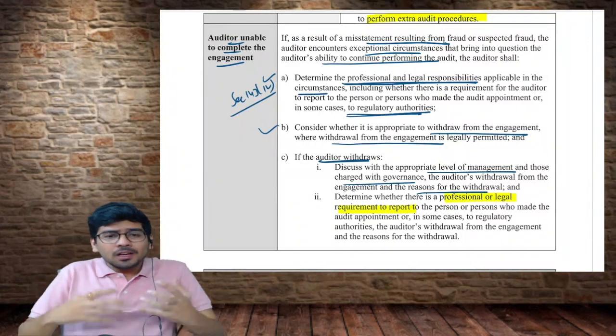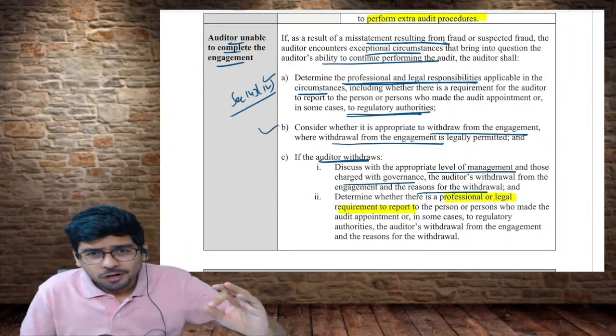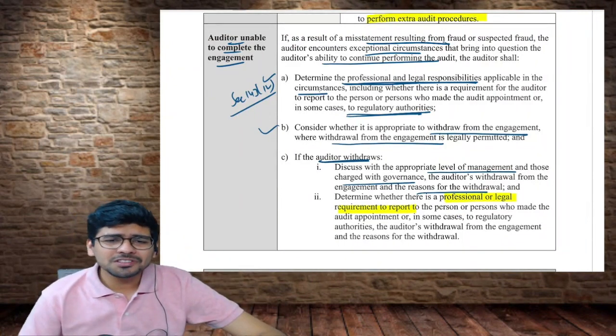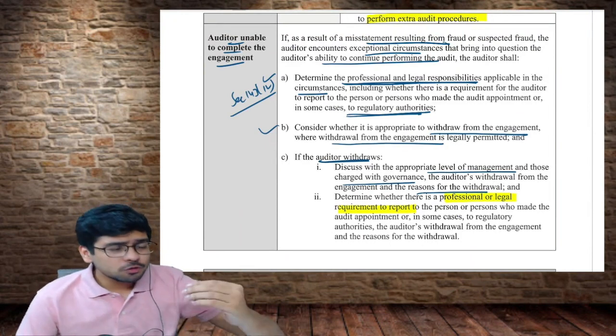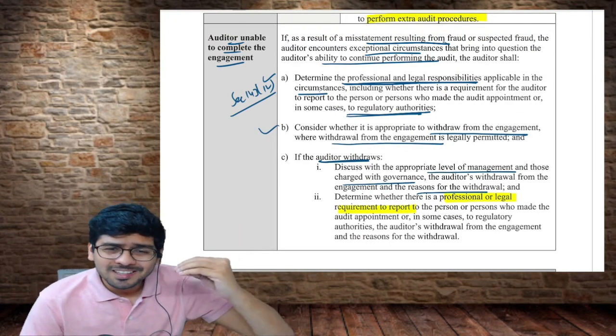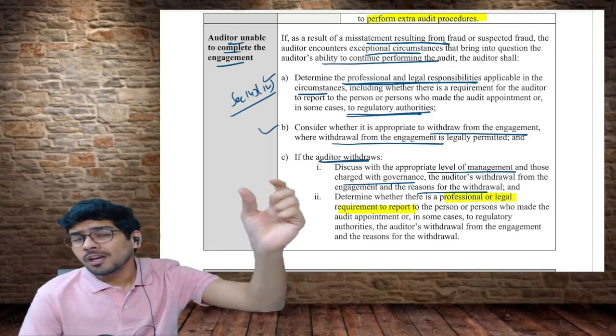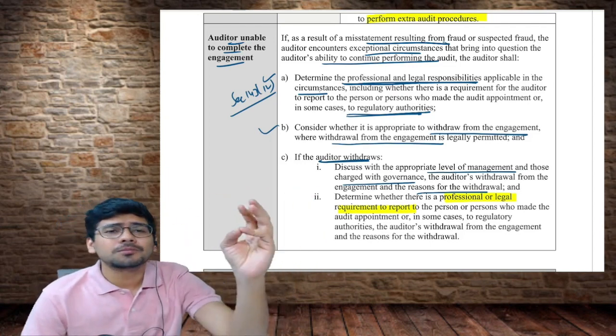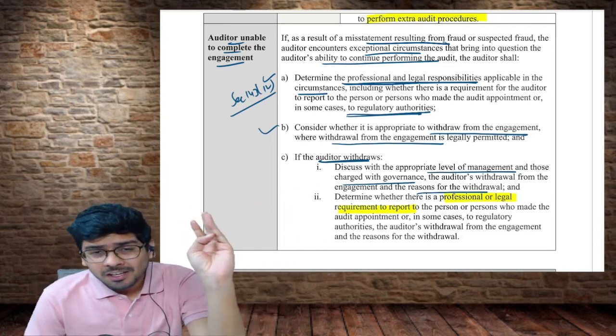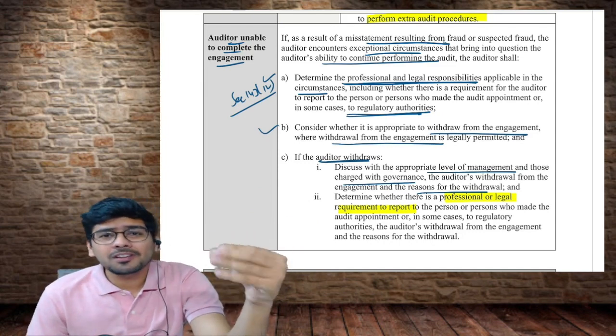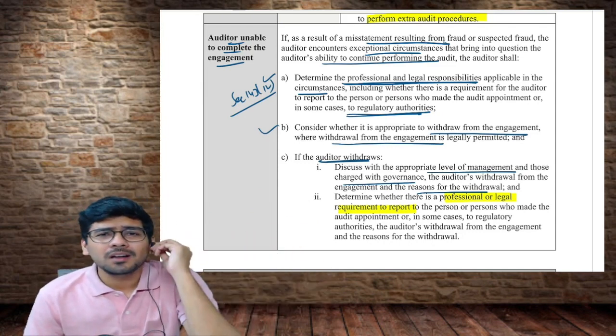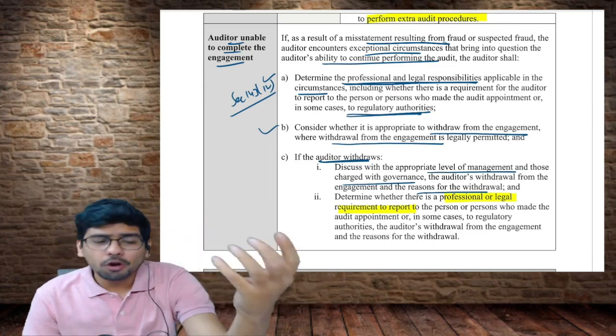So what did I tell you? Let's say if there is a fraud, what is the first thing the auditor needs to do? He needs to check his professional duties, whether there is a need to report regarding the fraud to some regulatory authorities. And if he wishes to leave, whether he is allowed by the law to withdraw from the engagement.